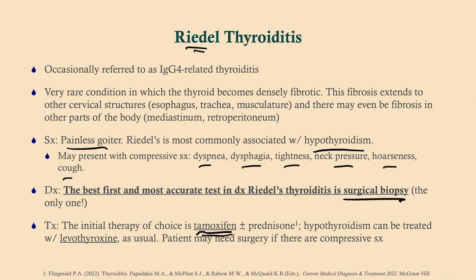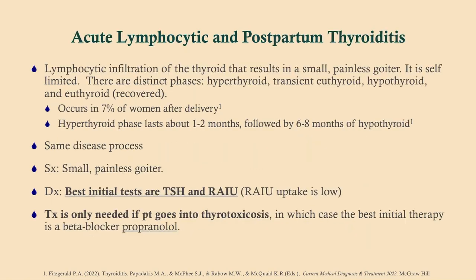Now, if you have hypothyroid symptoms, of course, you can treat that with levothyroxine and get them euthyroid. These patients may need surgery if there are compressive symptoms, and often they will go on to need surgery. But the prednisone will really help mitigate some of that inflammation and fibrosis.